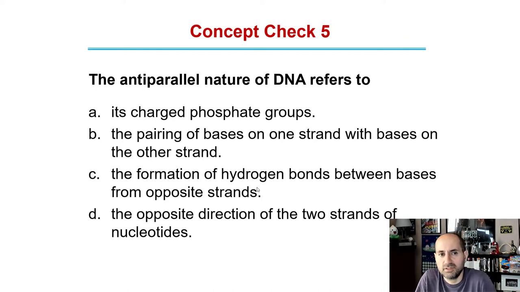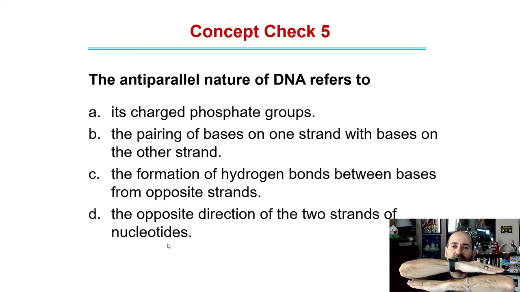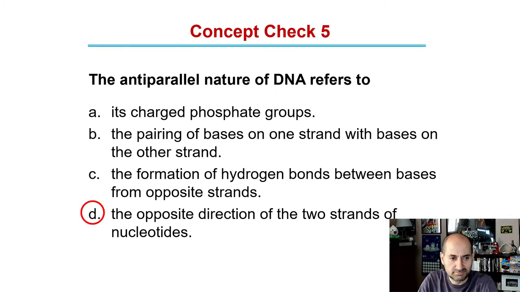Number 5, the antiparallel nature of DNA refers to what? A, its charged phosphate groups? No. B, the pairing of bases on one strand with bases on another strand? No. C, the formation of hydrogen bonds between the bases on opposite strands? No. D, the opposite direction of the two strands of nucleotides. That makes the most sense because one strand is going 5' to 3' in one direction, and the other strand is going 5' to 3' in the other direction. It has to be D.